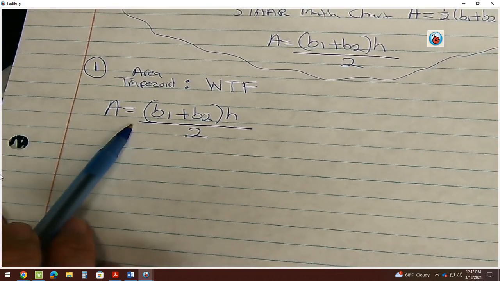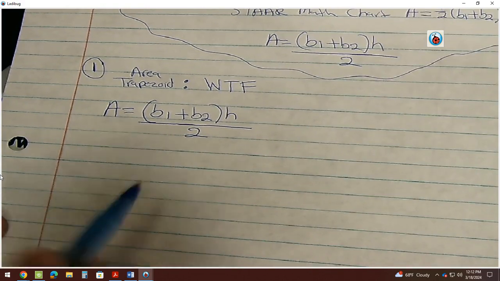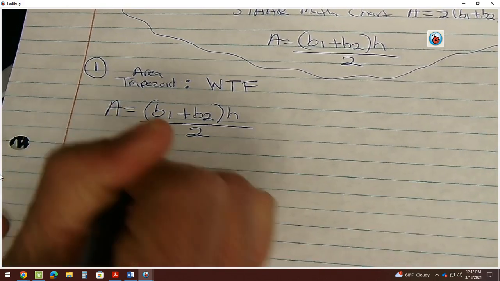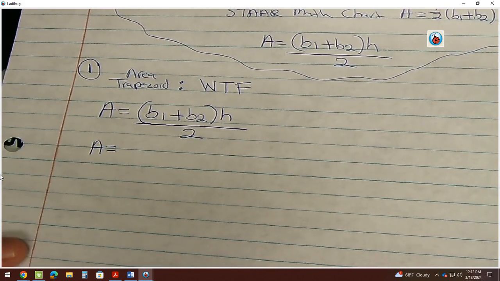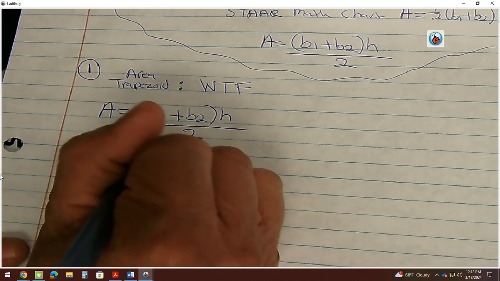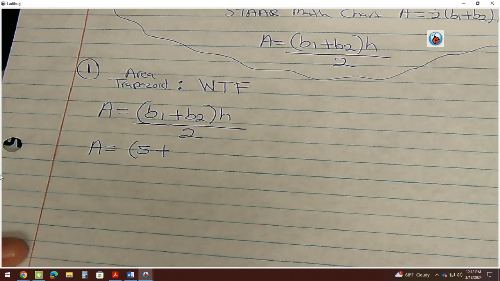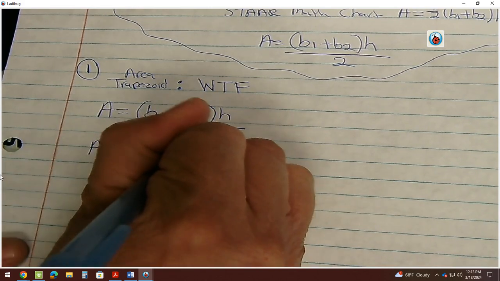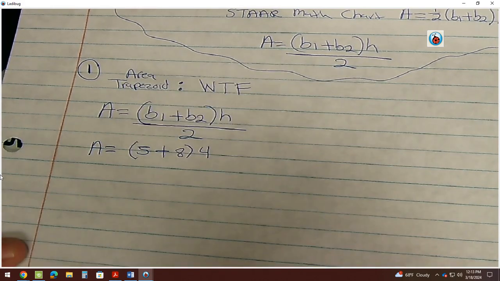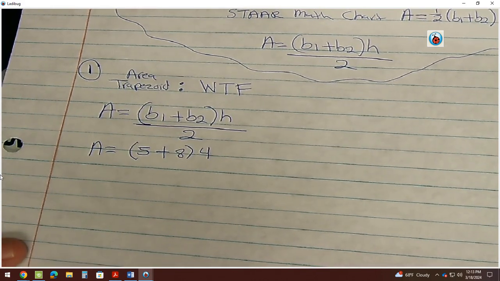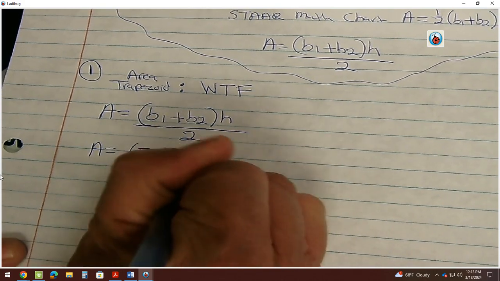We're going to substitute all the letters for numbers. Do you know the A for this problem? No. Do we know base 1? Yes. What's base 1? We're doing number 1. 5. Who's base 2? 8. Good. Who's the height? 4. Now, many kids do this, but then they forget about, guess who they forget about? The 2. You can't forget divide by 2.